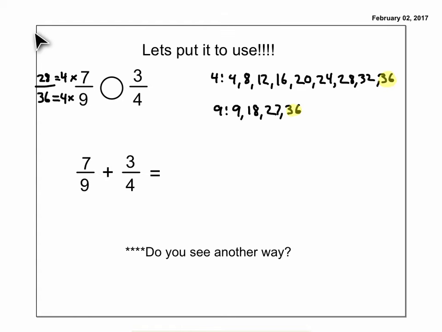Let's go over here to the 4 times something equals 36, and that would be 9. So therefore 3 times 9 equals 27. So we have on the right side here, we have 27 over 36. On the left side, we have 28 over 36. 28 is greater than 27, so therefore 7/9 is greater.